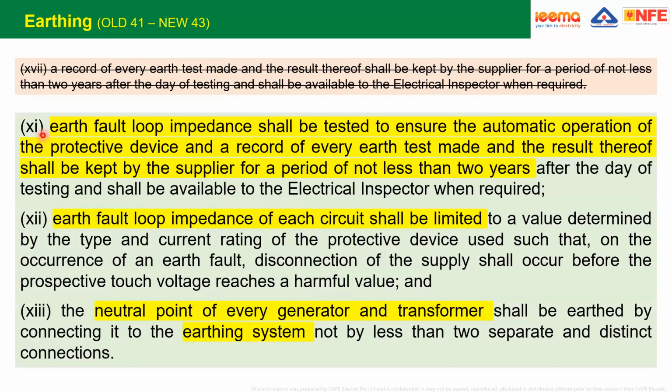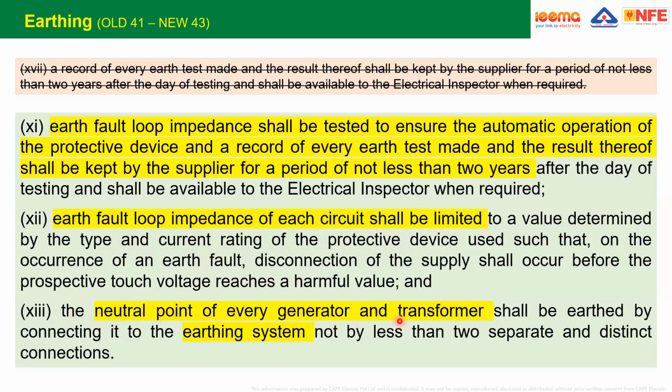Similarly, sub-regulation 11 and sub-regulation 12. Sub-regulation 11 says the earth fault loop impedance shall be tested to ensure automatic operation of the protective device, and a record of every test made and the result thereof shall be kept by the supplier. This 11 is applicable to the supplier, meaning the DISCOM. And here number 12: the earth fault loop impedance of each circuit shall be limited to a value determined by the type and the current rating of the protective device. Basically, this regulation 12 explains the responsibility of the user or the consumer.